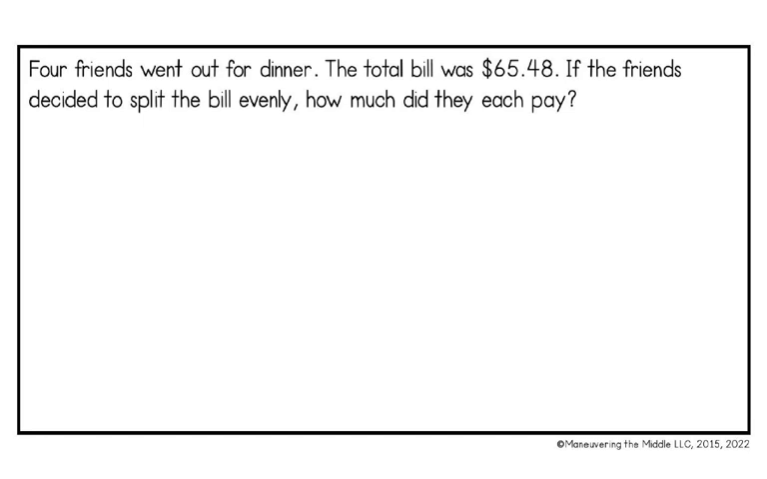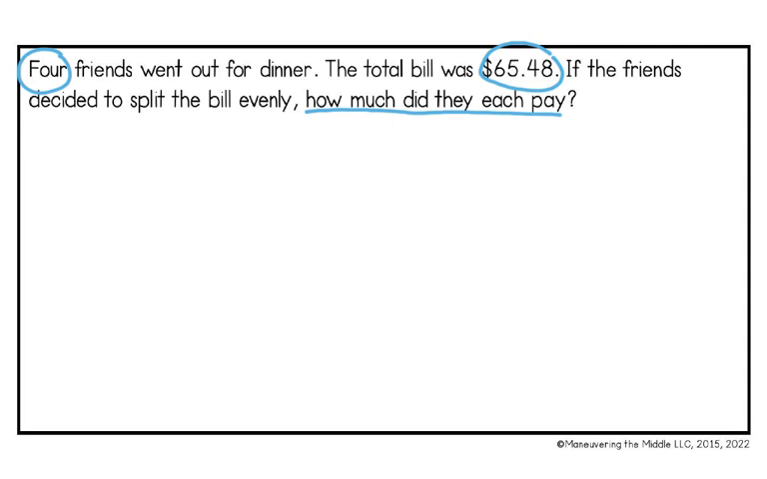So this is a story problem. So first we're going to look for the question. What is it asking us? And it is asking us, how much did they each pay? So I'm going to go ahead and underline that. Now I need to know what numbers I am using. I know that there are 4 friends and the total bill was $65.48. So that is the numbers we're going to be using.